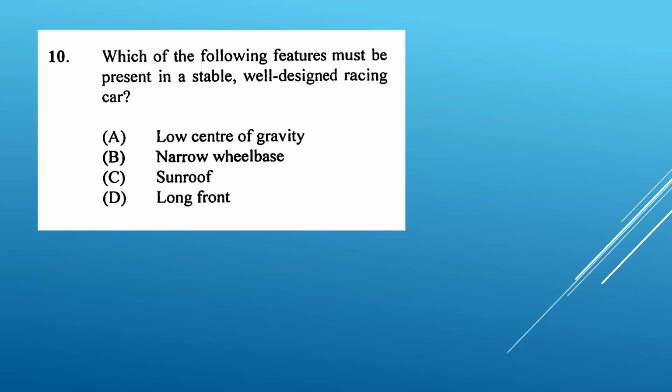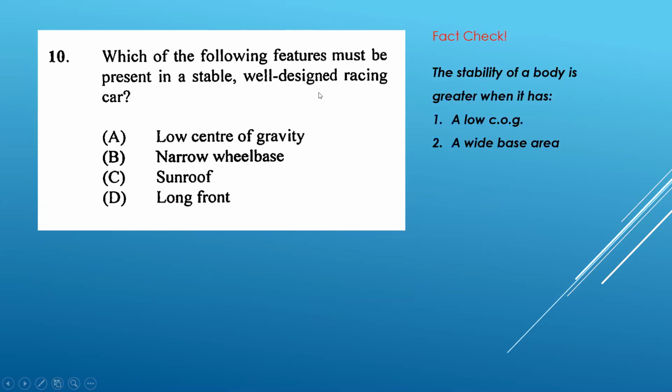Number 10, which of the following features must be present in a stable, well-designed racing car? And our theory says that the stability of a body is greater when it has a low center of gravity and a wide base area. So obviously, you would rule out narrow wheelbase. Sunroof is not important in stability, and neither is a long front. So your answer should be A.